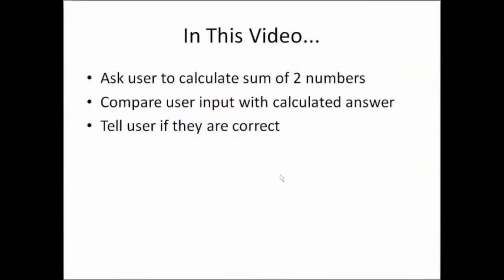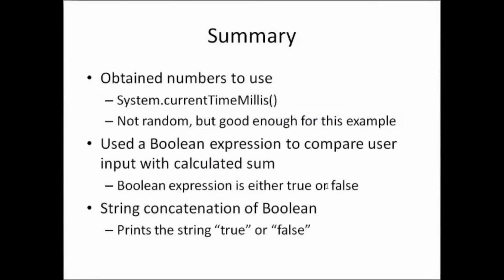So, finally, just to summarize now, what we did here was we created a simple quiz that tests the user's ability to add numbers together. Now, we obtained the numbers using System.currentTimeMillis and then modulo that with 10 to get a number between 0 and 9. Now, this isn't a random number because it just depends entirely on the current system time. However, it's good enough for our example.